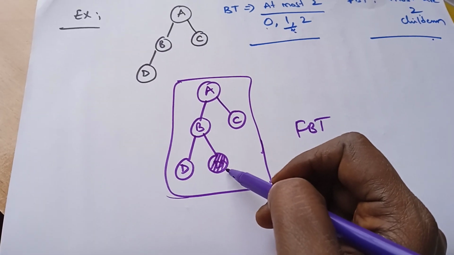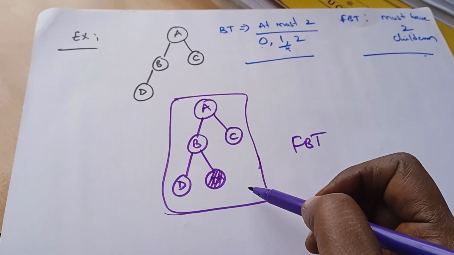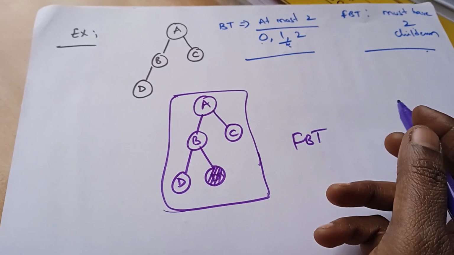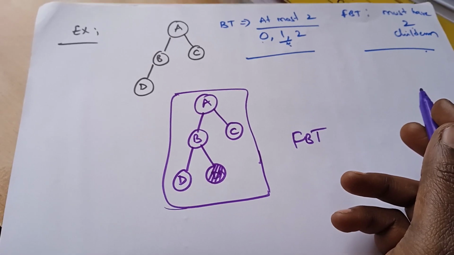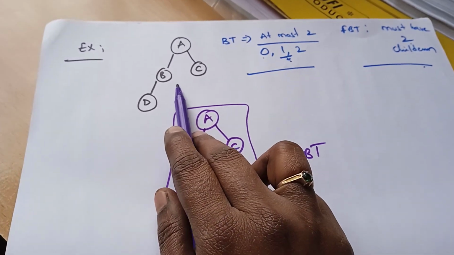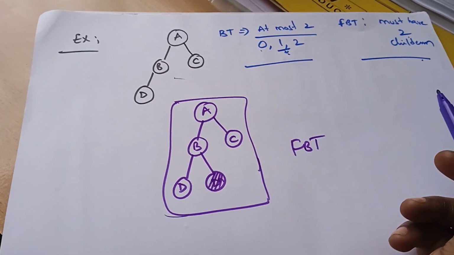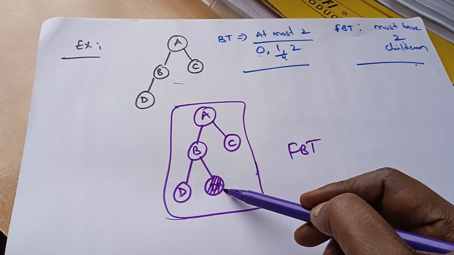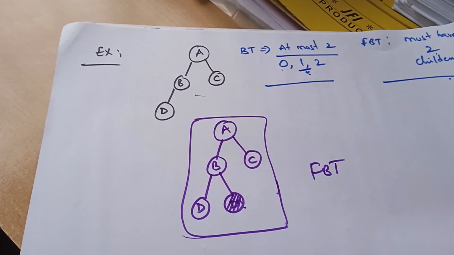So this is your dummy node to make a binary tree into a fully binary tree, or else you can make a complete binary tree also, because for a complete binary tree also we need 2 children. Must have 2 children. So when you have a binary tree, you can convert that into a fully binary tree, complete binary tree by adding some extra nodes. That is your extended binary tree.